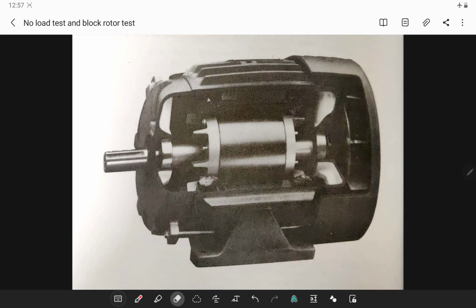Hello students. So today we are going to study about three-phase induction motor. In three-phase induction motor, first we will learn about no load test and blocked rotor test. So this is our three-phase induction machine. You can see in the diagram.